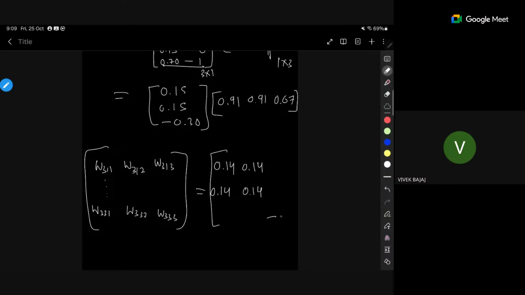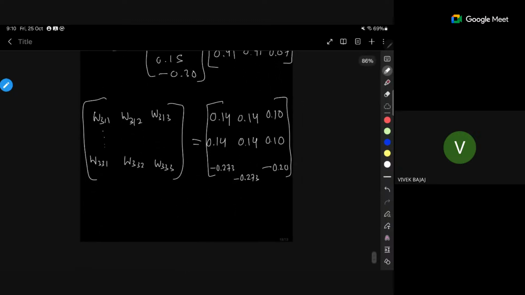This guy is going to be minus 0. Last one is going to be 0.10. Okay, same thing here. And now one more input. This is negative 0.2. Minus 0.273. Right, something like this. So this is what I'll get.